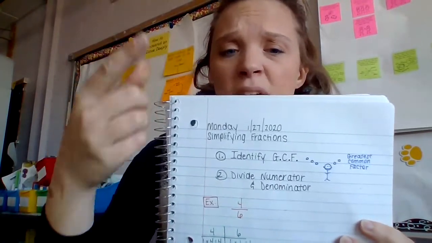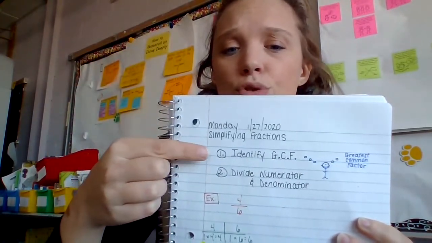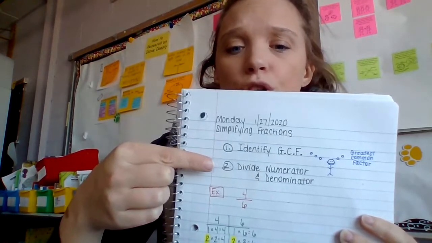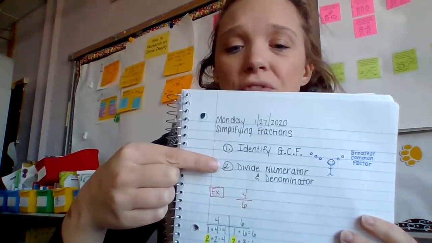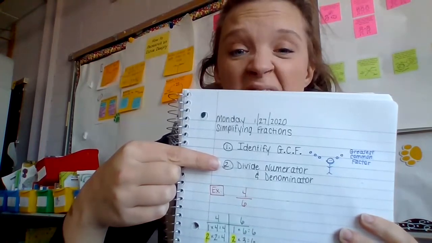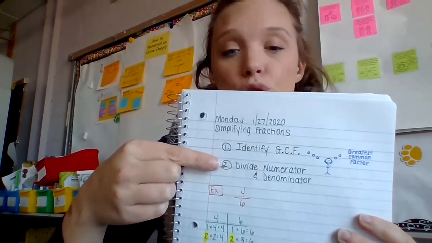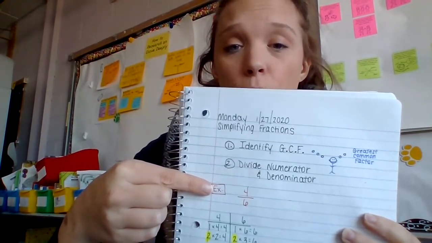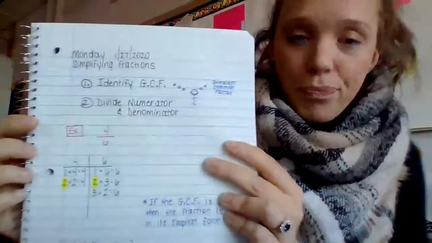The first step being to identify the greatest common factor, GCF. When you find that GCF, you're going to divide the numerator and the denominator by the GCF to get your fraction in its most simplest reduced form. So in my notebook, we used the example 4/6.